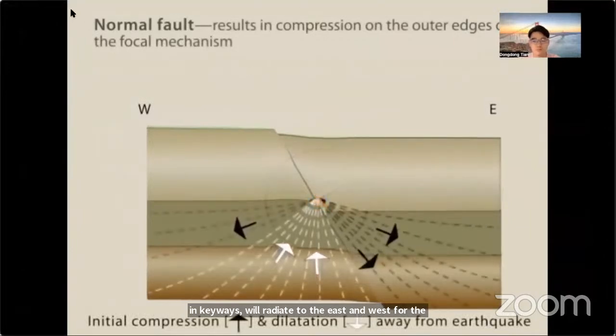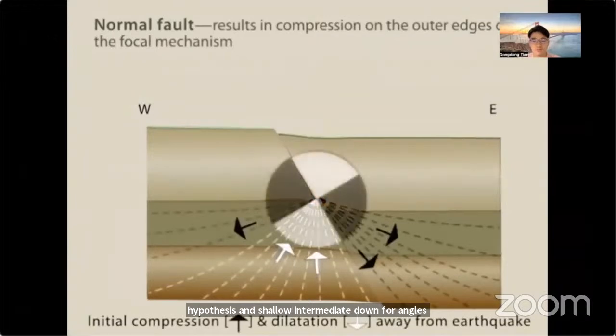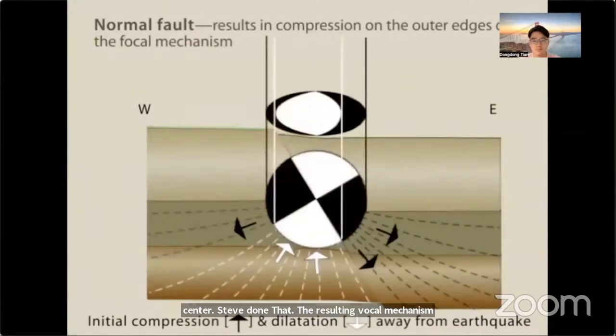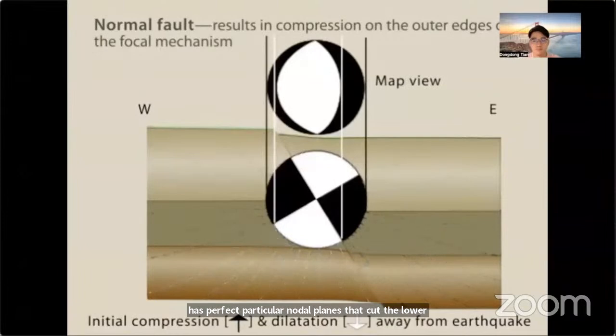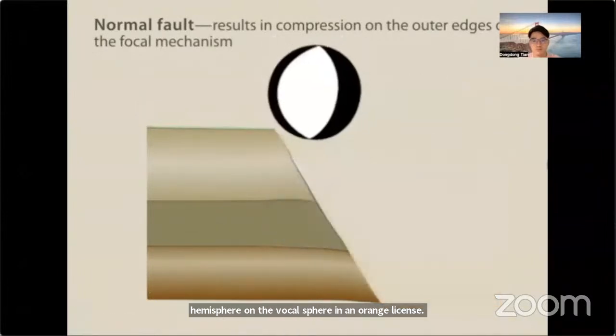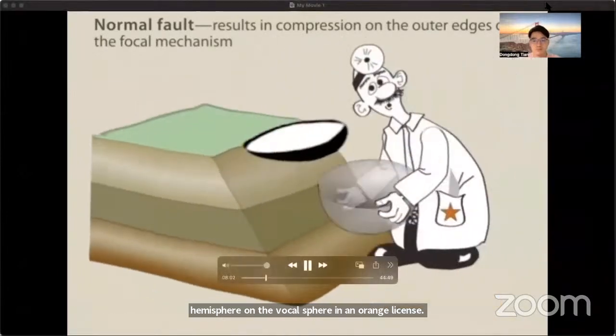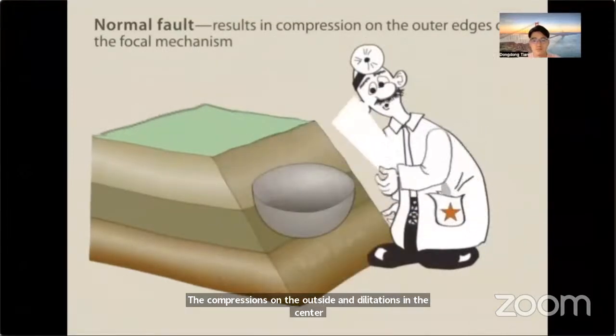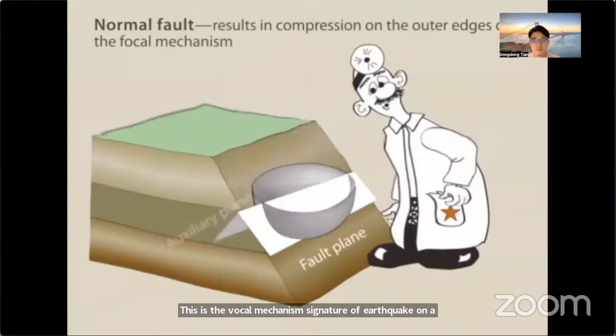Dilatational first-arriving P waves leave the hypocenter at a steep downward angle. The resulting focal mechanism has perpendicular nodal planes that cut the lower hemisphere of the focal sphere in an orange slice appearance, with compressions on the outside and dilatations in the center. This is the focal mechanism signature of an earthquake on a normal fault produced by extensional forces.